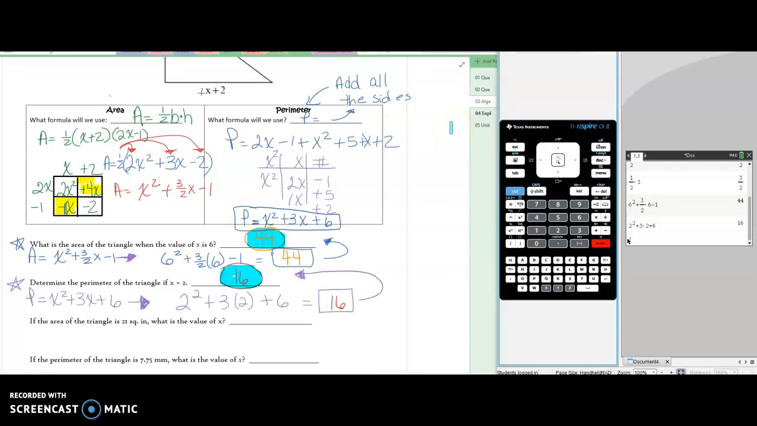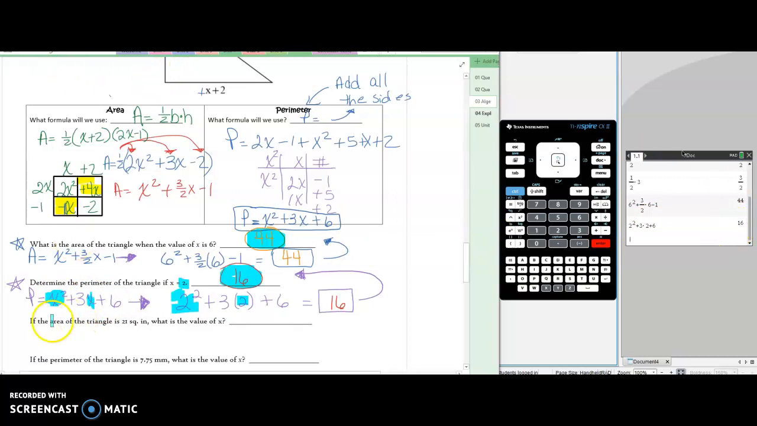Okay, how did you do? All right, so we used the perimeter in terms of x squared plus 3x plus 6. Right here, we substituted this 2 in there for the x. Everywhere there was an x, we put that 2 in. And then we calculated that in our calculator, and we got a 16. Hopefully you did the same thing.